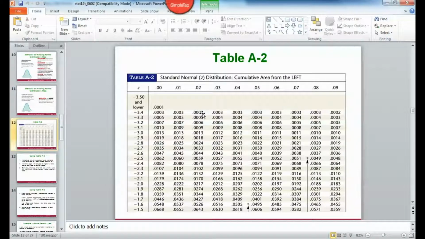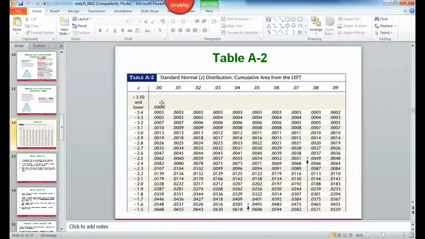All right, so if you're given a z-score, more than likely you're looking for an area or a probability. Whether that's an area left of the z-score or an area to the right of the z-score depends on the problem. So you can see for negative 3.5 and lower, that means negative 3.50 or less, so negative 3.51, negative 3.52, negative 10, negative 200, any number less than negative 3.50, we use 0.0001.